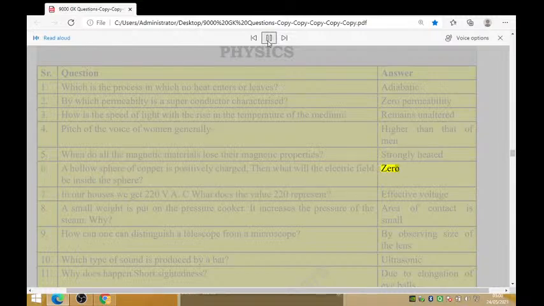7. In our houses we get 220 VAC. What does the value 220 represent? Effective voltage. 8. A small weight is put on the pressure cooker. It increases the pressure of the steam. Why? Area of contact is small.